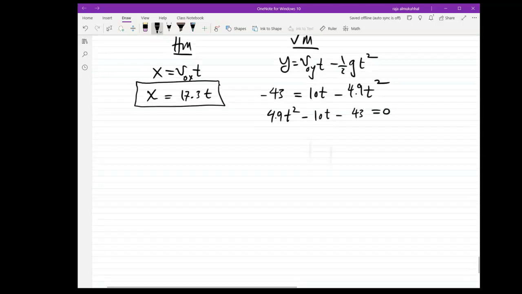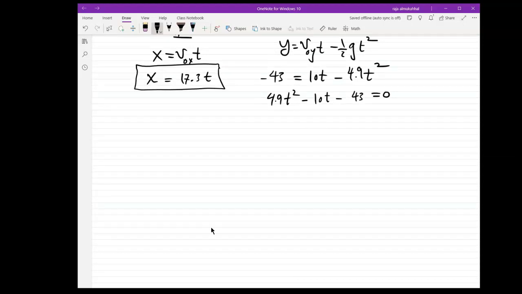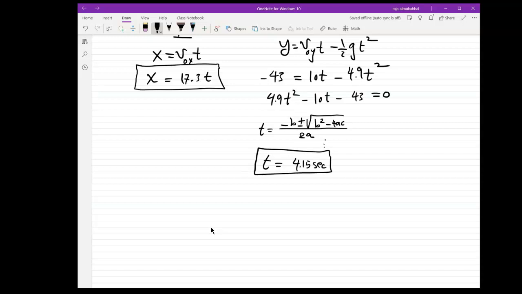So now I'm going to use the quadratic formula to solve it. T equals minus B plus or minus the square root of B squared minus 4AC, divided by 2A. I am not going to work it out here; I am assuming you know how to do that. You will end up getting the following time: T equals 4.15 seconds. I believe you will get two numbers, one negative, which is unphysical, and one positive, and that will be the time. So there we go, we have the time. Good. That's the first part of the problem.